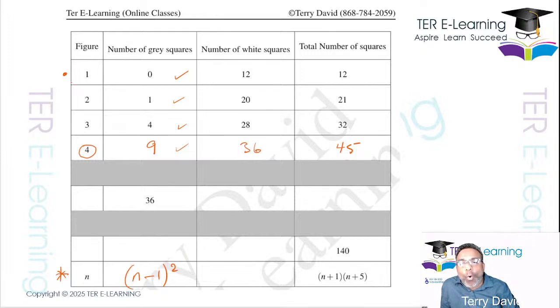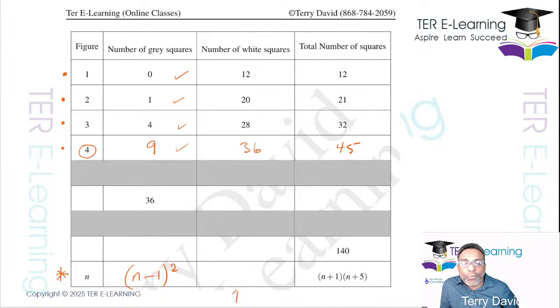If I take figure 1 and I subtract 1, I'm going to get 0. 0 squared will give me 0. If I check for figure 2, it's going to be 2 minus 1. 2 minus 1 is 1. 1 squared is going to give me 1. So far the formula holds. 3 minus 1 is 2. 2 squared is going to give me 4. And 4 minus 1 is going to give me 3. 3 squared is 9. So that formula there is correct.